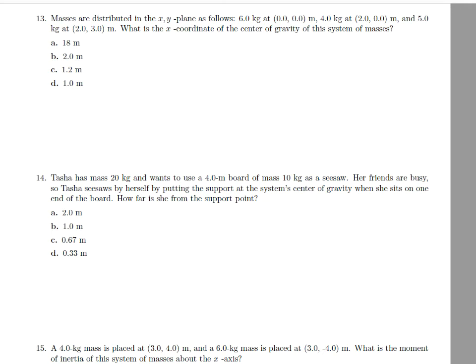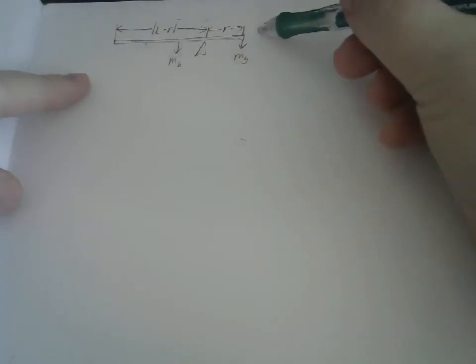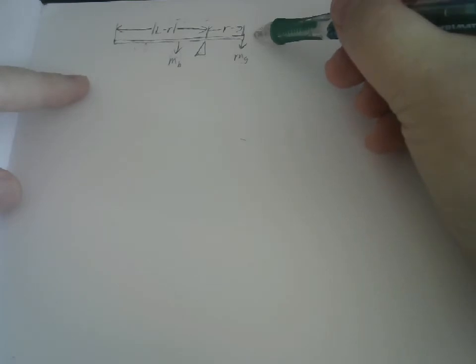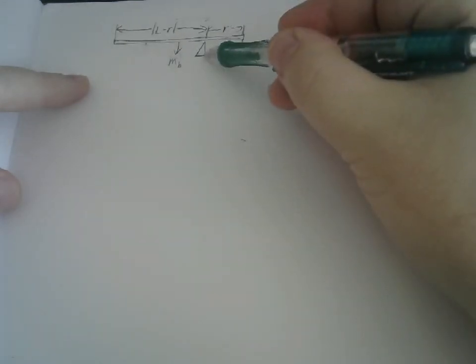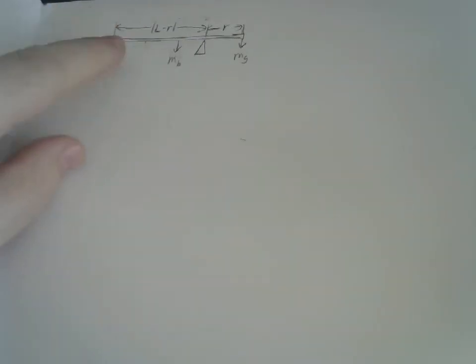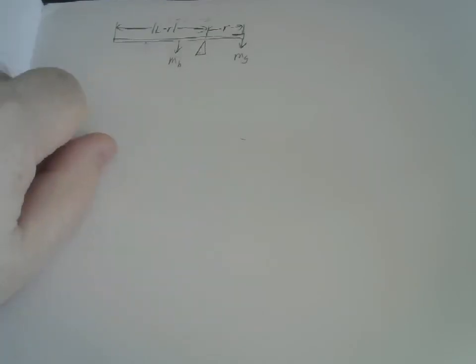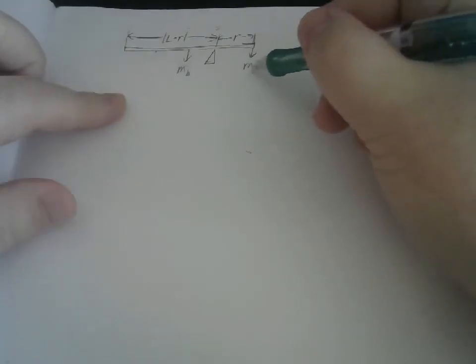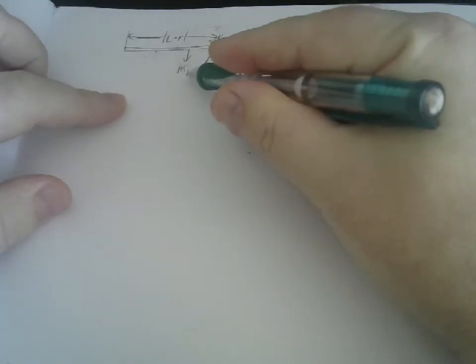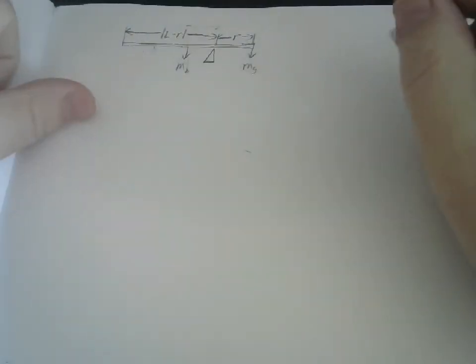Number 14, Tasha has a mass of 20 kilograms and wants to use a 4-meter board of mass 10 kilograms as a seesaw. Her friends are busy, so Tasha seesaws all by herself by putting the support at the system's center of gravity. When she sits on one end of the board, how far is she from the support point? So we've been given the girl's mass and the board's mass, and we are given the length of the board, L. So there's one variable here to solve for.